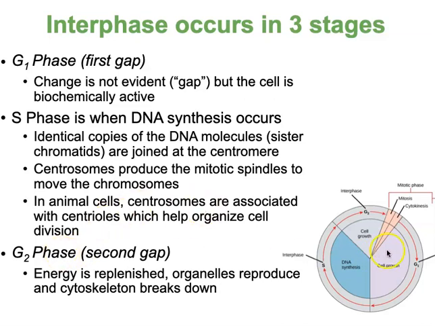And in G2, this last piece here, the second gap, energy is replenished, organelles reproduce, meaning we will duplicate everything that we need, and the cytoskeleton literally begins to break down. And it's being redistributed between the two poles of this one cell, so that when we actually finish mitosis, which you see up here, you will now have two functioning cells.